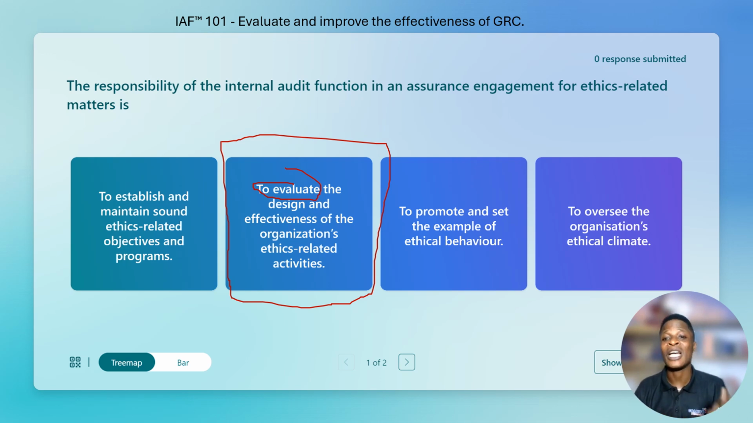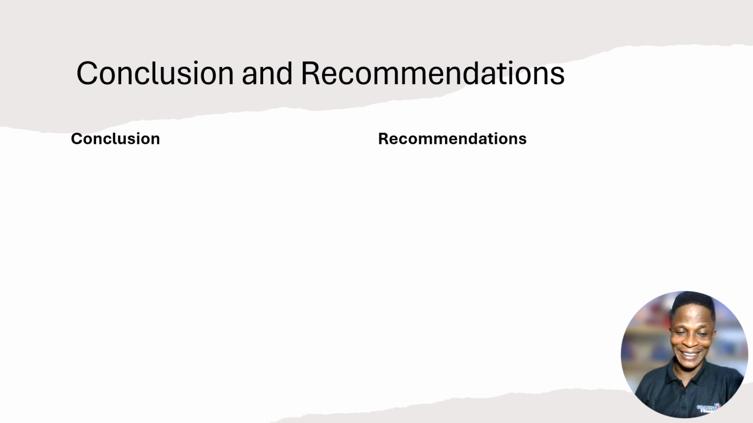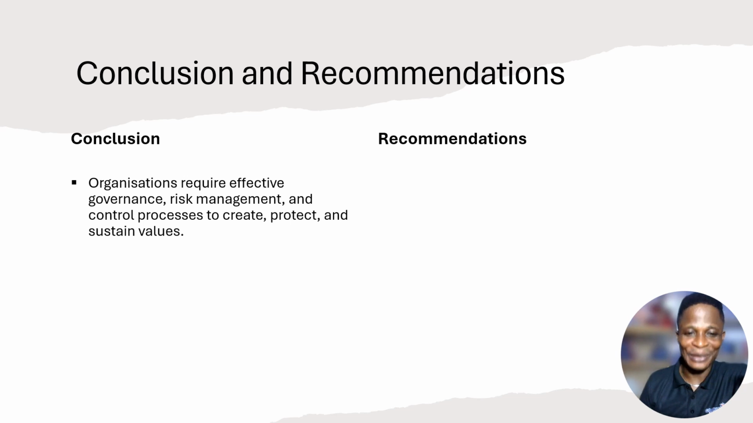And when I'm confused, I'm still going back to that basic of what is the role of internal audit according to the definition of internal audit. Finally, I have to conclude and make a few recommendations. One, organizations require effective governance, risk management, and control processes to create, protect, and sustain value in this current dynamic business environment. So, governance, risk management, and control processes are interconnected, interrelated, and they can be complex.